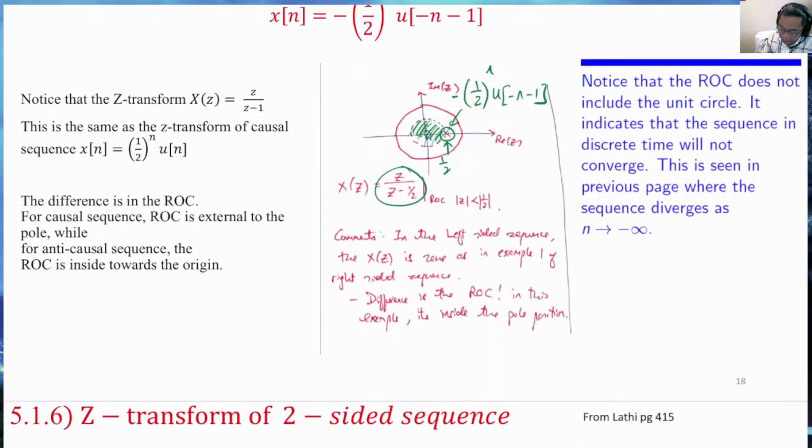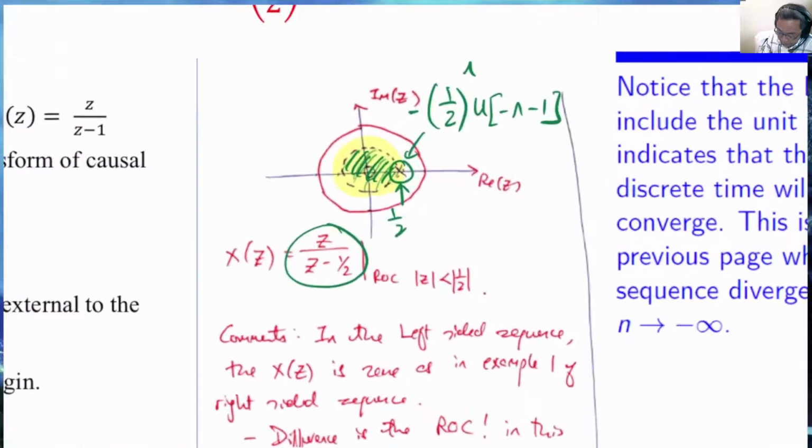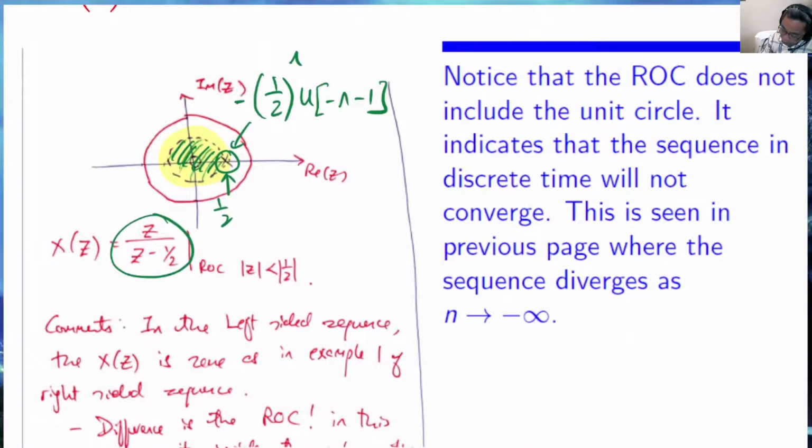And later on, when you study stability, you will see that the region of convergence, which is the green shaded region here, does not include the unit circle. It will be shown to you that when the region of convergence touches the unit circle, then the sequence will converge. In this particular case, the region of convergence does not touch the unit circle. We can be sure that the sequence will diverge, even though it has a Z-transform.